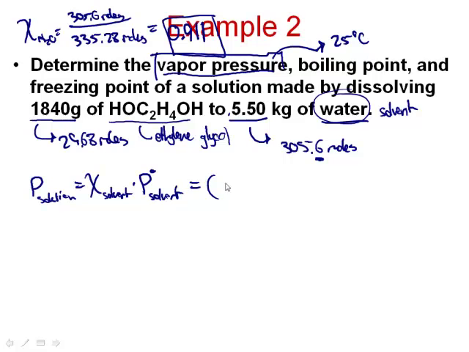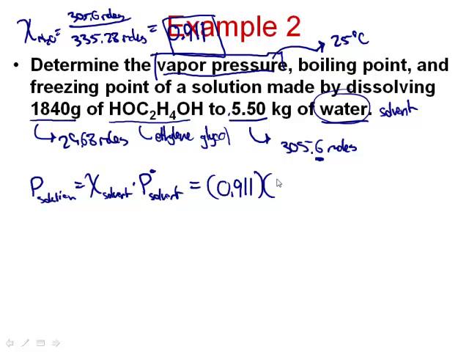Okay, so we're going to plug that in. 0.911 is the mole fraction. Now we're going to multiply by the vapor pressure of the pure solvent at that temperature. The vapor pressure of the pure solvent, guys, is in your textbook in the appendix. So hold on one second. Go ahead and look that up for yourself and plug it in and pause the podcast while you do so.